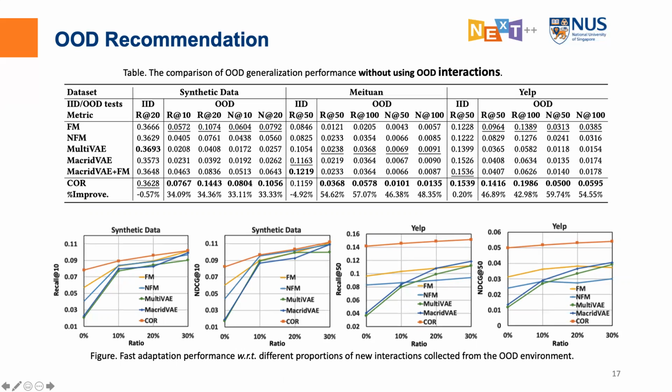And this is the result of OOD generalization, and this is the result of fast adaptation. This means that in the ID environment, we need to decide how to do the evaluation. For some users, we observe that the user feature has changed, and then we divide the user interaction sequence into two parts. The previous one is called the ID environment. The second part is called the OOD environment. We use the interactions in the ID environment for training and test on the ID test and the OOD test.